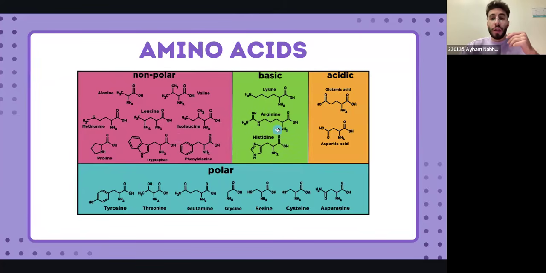So this is like a collective table of each amino acid and the categories that each amino acid belongs to. You can just memorize it on your own once we're done with the details.